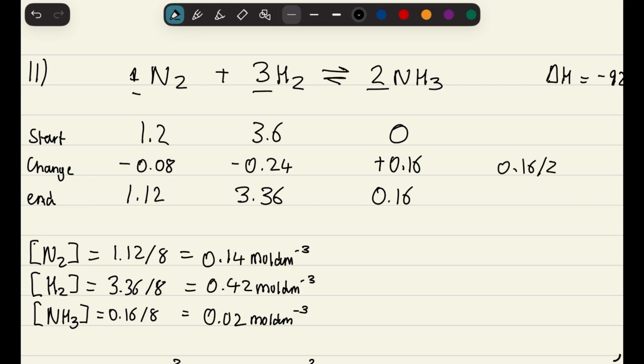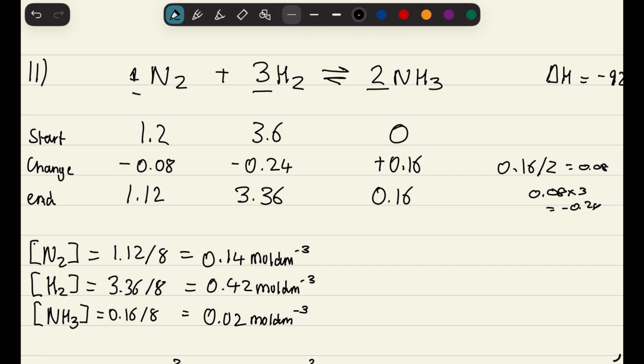So we're going to take 0.08 from the moles of nitrogen, get 1.12. And if this is a 3, I need to do 0.08 times 3, which gets me 0.24. We're going to make it minus. That will give us all the moles at the end.